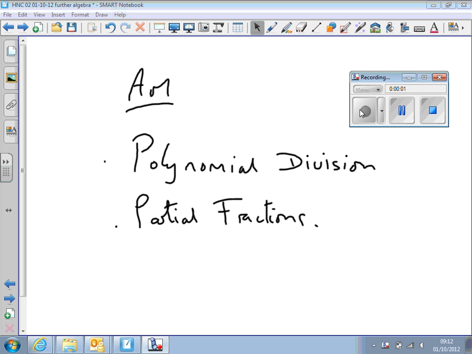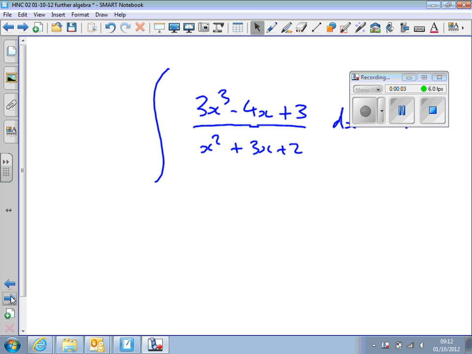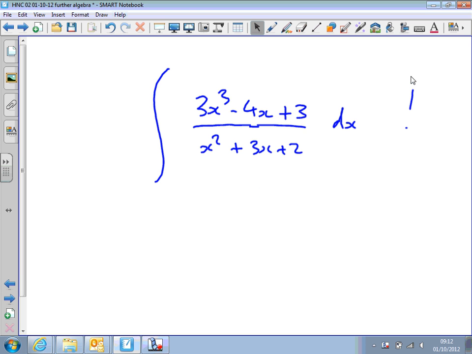Polynomial division. Let's have a look at it then, okay? If I want to integrate something like this, I need to be able to use polynomial division and possibly partial fractions as well, to be able to simplify the integration. So the reason why we're looking at polynomial division and partial fractions is so that at the end of the day we can integrate functions like that.